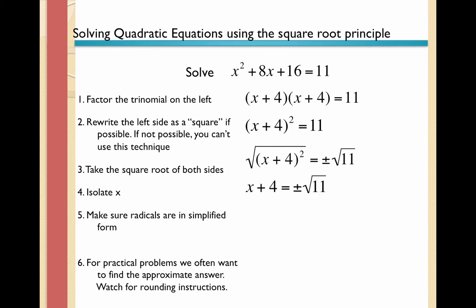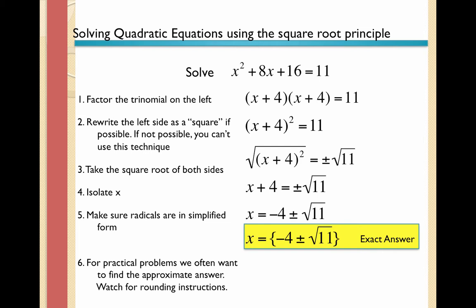Now we still have not isolated x. We still got to get rid of that plus 4. So of course we're going to subtract it. And by convention, we write that negative 4 in front of the radical instead of after it. So we get negative 4 plus or minus the square root of 11, and that is our exact answer.